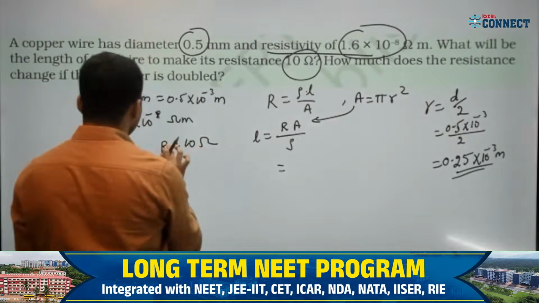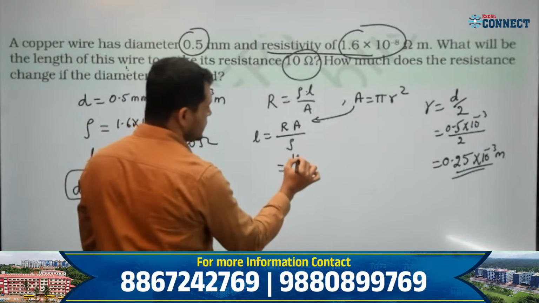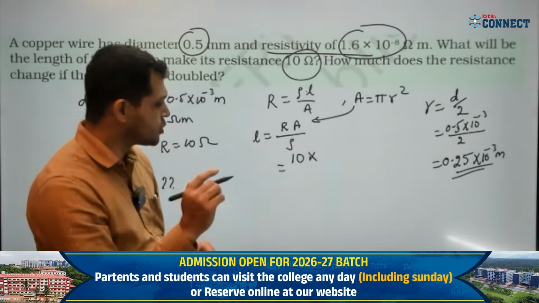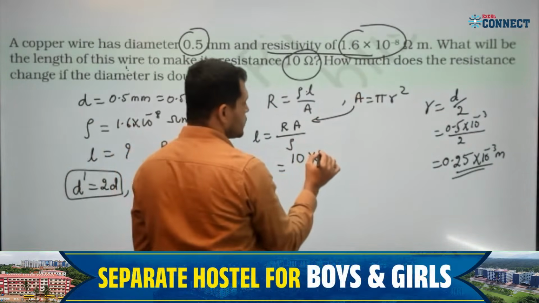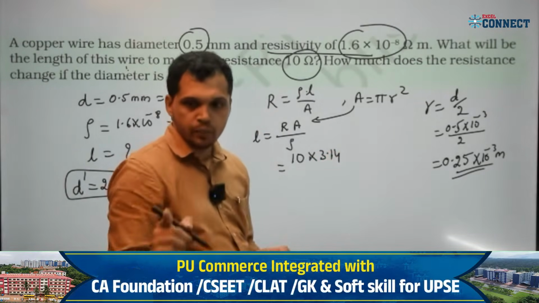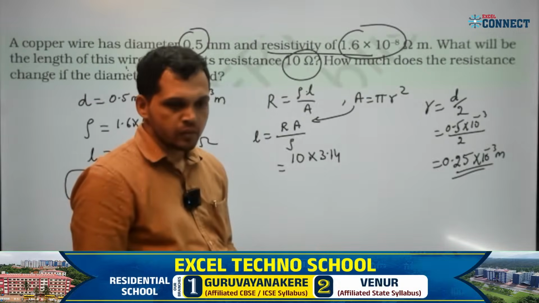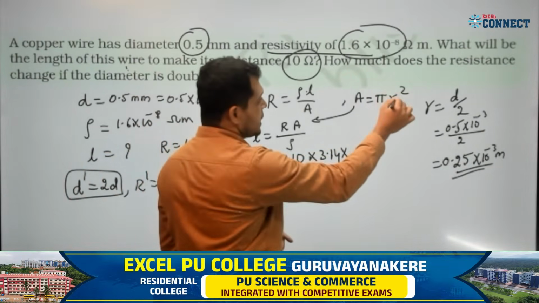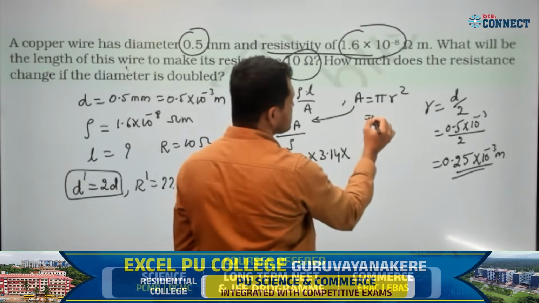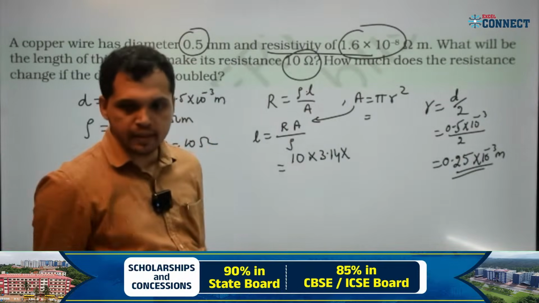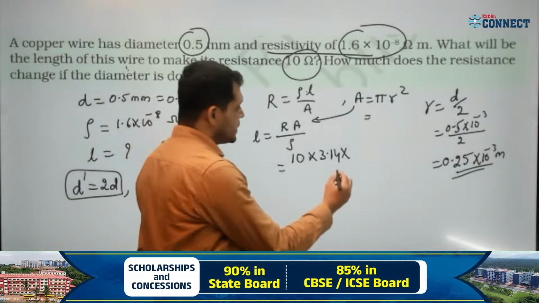Resistance is given, a 10 ohm resistance, into area. Area is pi r square. What is the pi value? Pi is 3.14, into r square. How to write r square? R square is R into R, right?